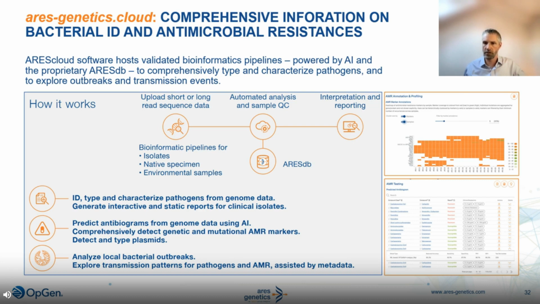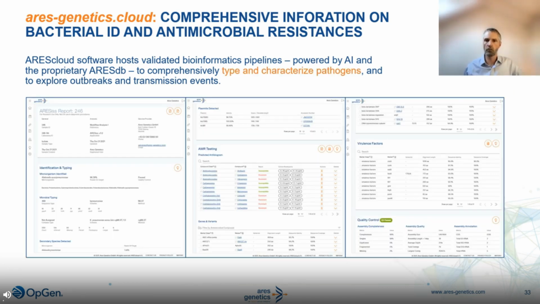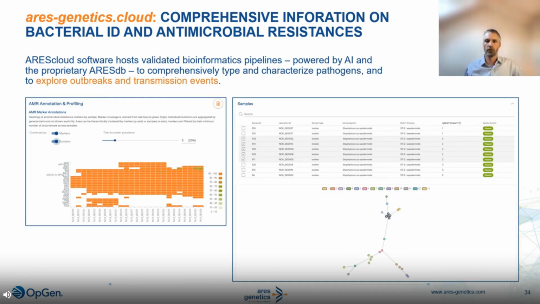To round out the solution, we have enabled users to drill into rich information on individually detected AMR markers, their prevalence, and their prognostic performance. Also included is information on plasmids and virulence factors. All reports, some examples of which are shown on this slide, can be explored online or exported with a click of a button. For convenience, ARES-cloud also includes a set of comparative analysis tools for the investigation of local bacterial outbreaks.